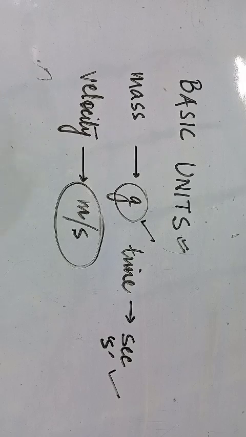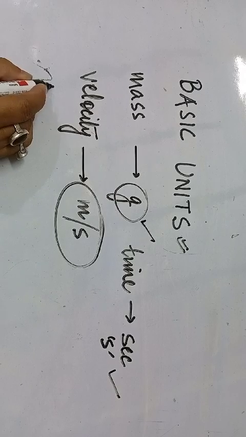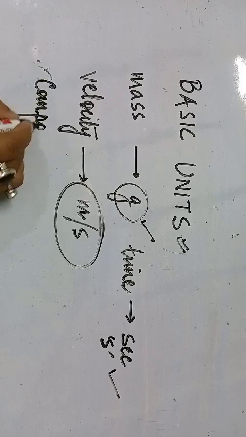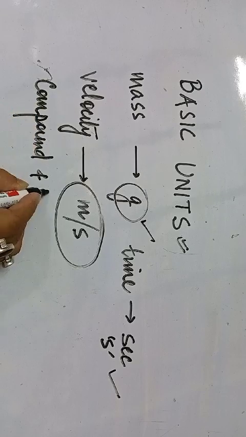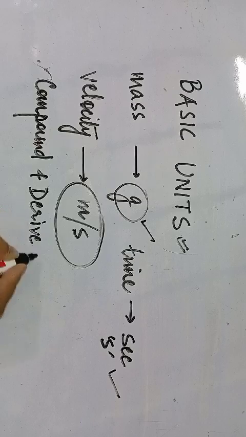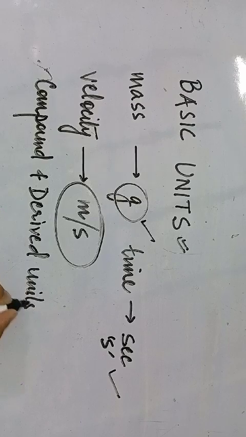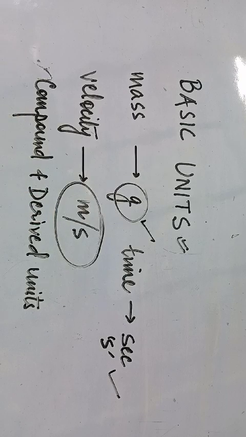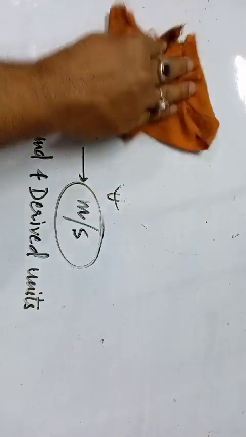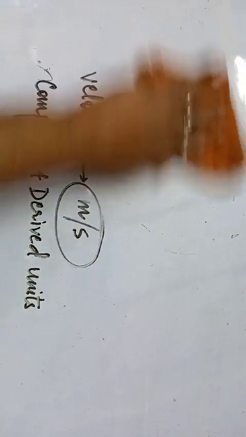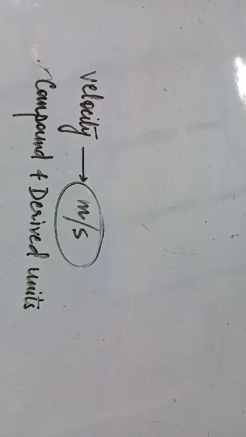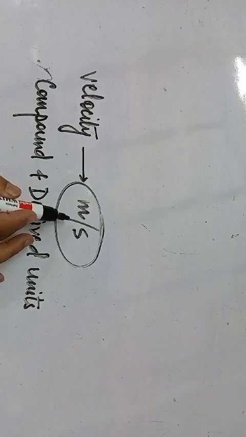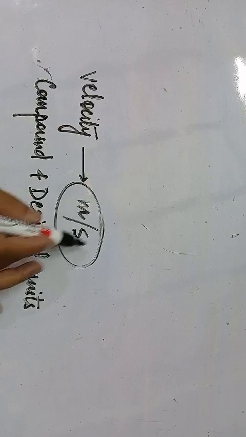When we talk in terms of compound and derived units, please understand, compound and derived units are more or less same, except for one major difference, which I am going to tell you now. So let's say, for example, now if I erase this particular portion of basic units, since we have understood what are basic units, I'll now take up two examples. Okay, so one is velocity, which is meter per second. So this is the unit.